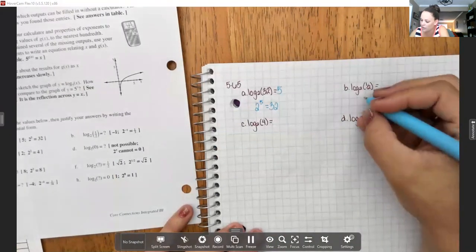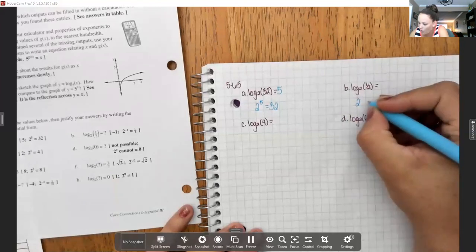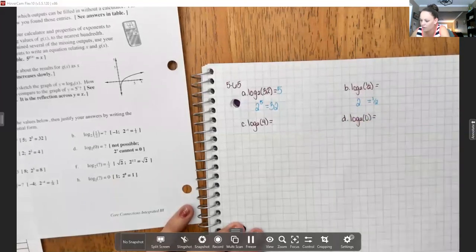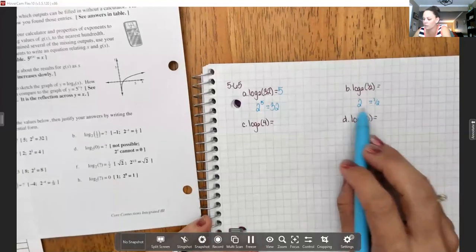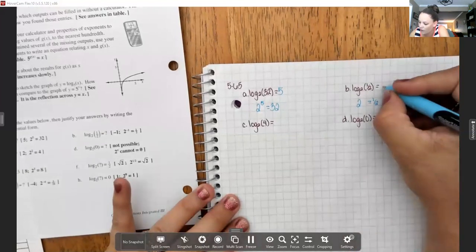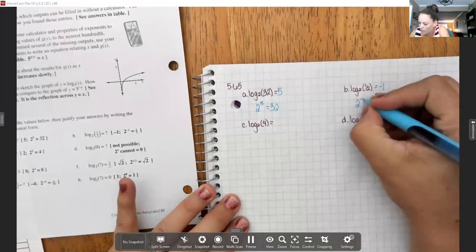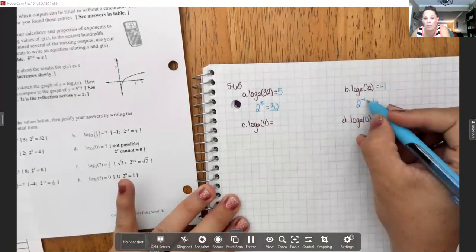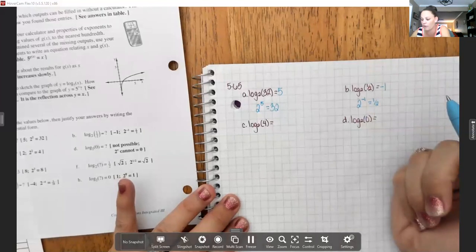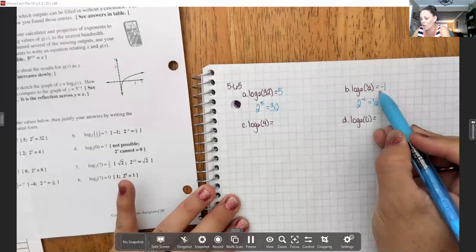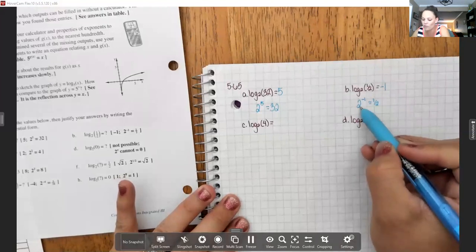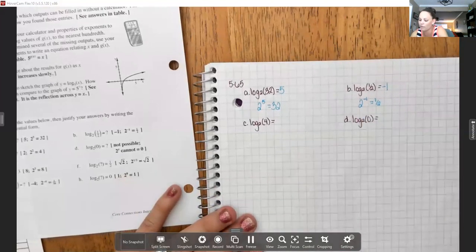Here you're asking yourself, 2 to what power equals 1/2? These are the trickier ones when it's going down. So this is going to be -1, 2 to the power of -1. Remember, negative exponents, those are the reciprocals. So log base 2 of 1/2 is equal to -1 because 2 to the power of -1 equals 1/2.